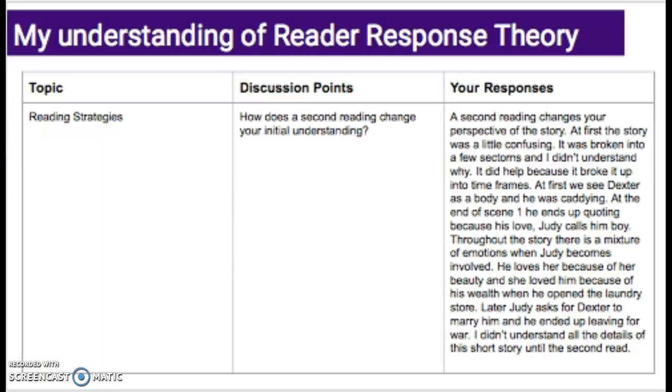Some of the questions that arose during the story were, why does Dexter keep going after Judy if she doesn't accept him? Another is, why does Dexter decide to go to war after Judy asks him to marry her instead of Irene?